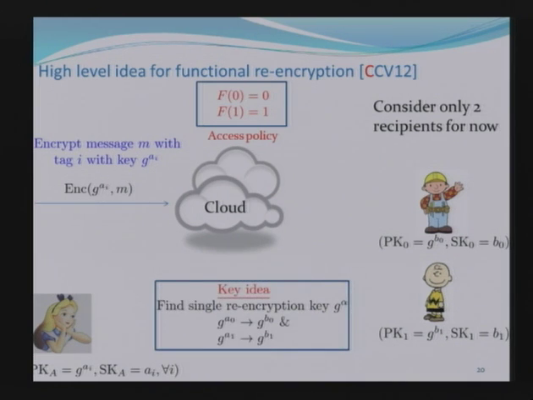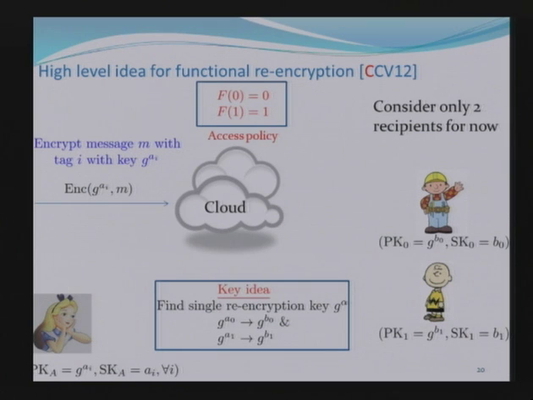Okay? Now, one key idea is, say we could do the following. If we could find a single re-encryption key g to the alpha that will do both the operations. That is, it will re-encrypt from g to the a_0 to g to the b_0, as well as g to the a_1 to g to the b_1. Okay? Then I claim that this will solve at least one problem that we have. Namely, it will hide the function f.